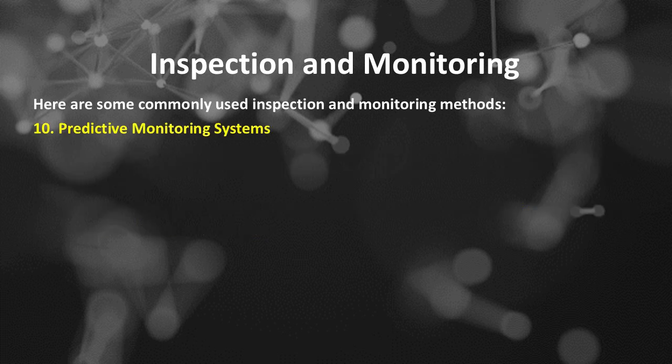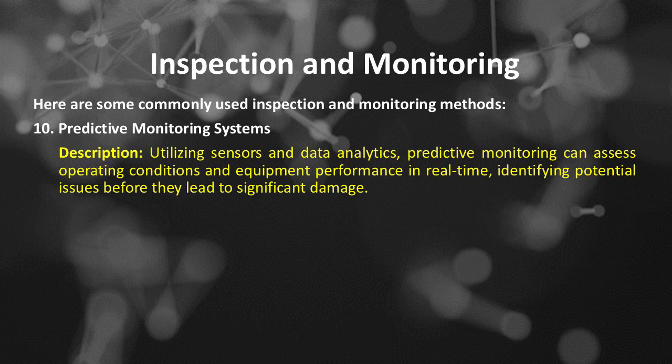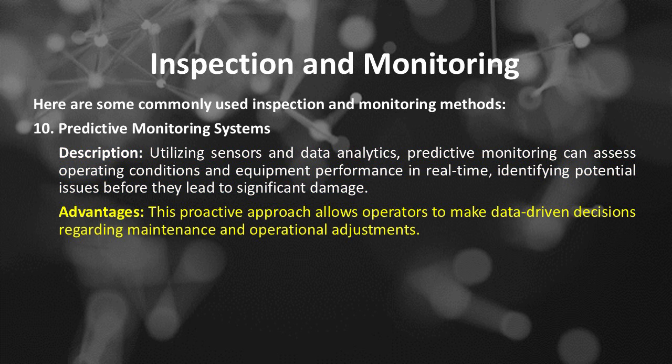Number 10 is predictive monitoring systems. Predictive monitoring systems description. Utilizing sensors and data analytics, predictive monitoring can assess operating conditions and equipment performance in real time, identifying potential issues before they lead to significant damage. Predictive monitoring systems advantages. This proactive approach allows operators to make data-driven decisions regarding maintenance and operational adjustments.